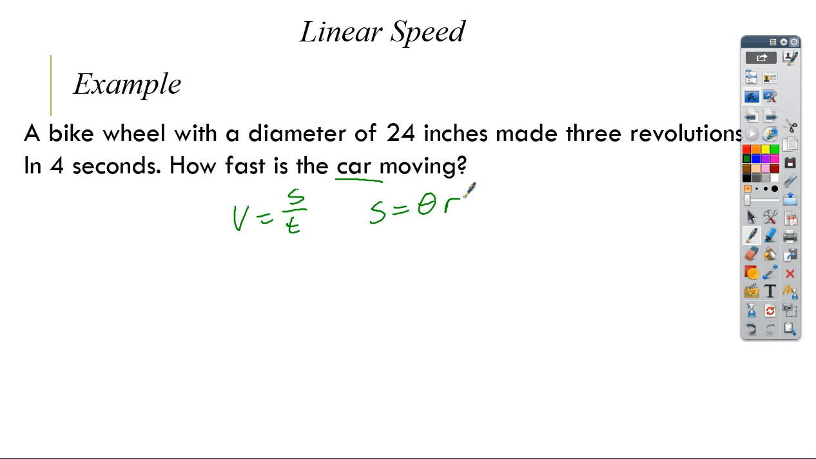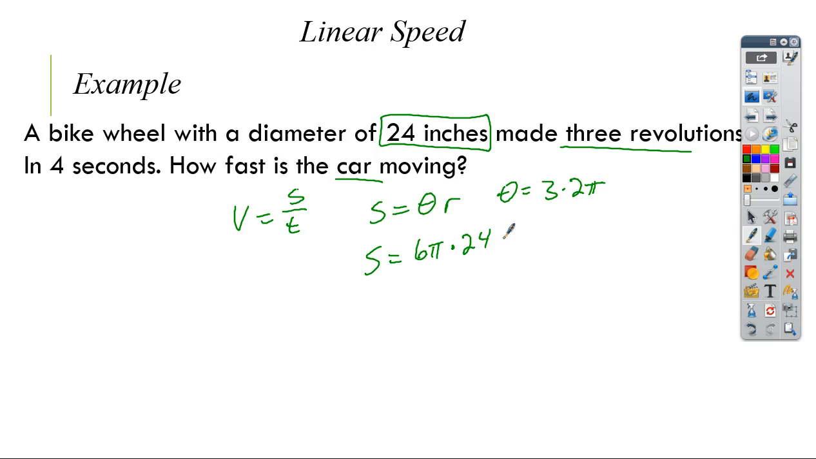And I'm going to use some of our previous stuff. Did they give me theta? No. But there's 3 revolutions times 2 pi. So theta is going to be equal to 3 times 2 pi. And my r is 24. So my distance is equal to 6 pi times 24, which is going to be equal to 144 pi. What's my unit? Again, it's in inches.